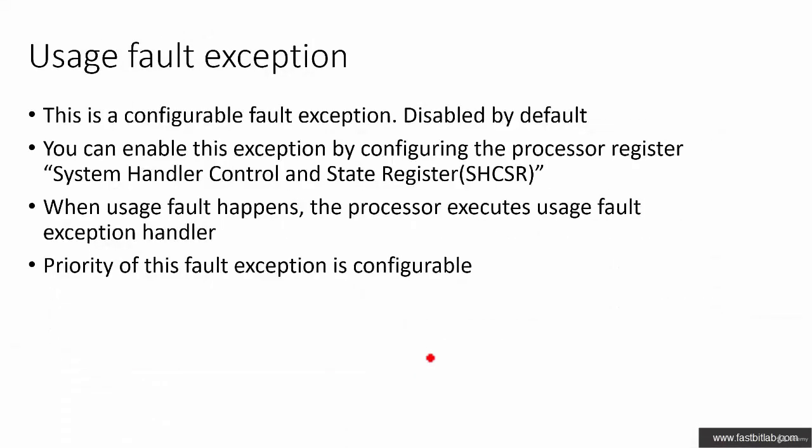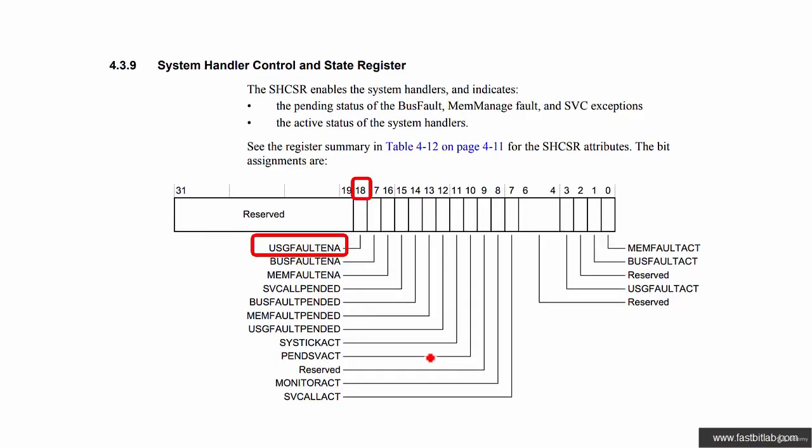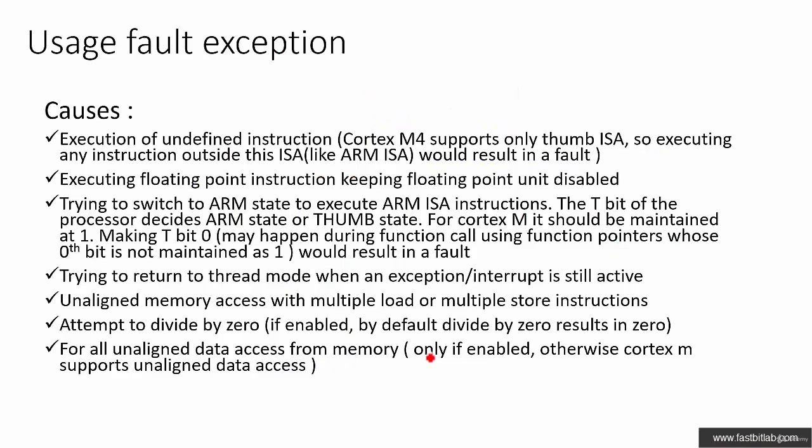After that, usage fault exception. Again, this is also another configurable fault exception which is disabled by default. You have to touch the 18th bit in the system handler control and state register to enable this exception. What are the causes of usage fault exception?